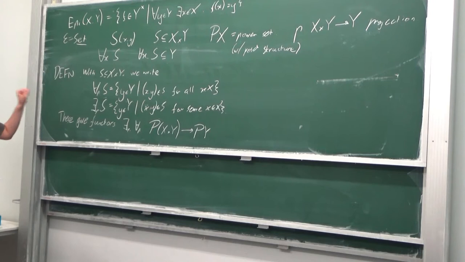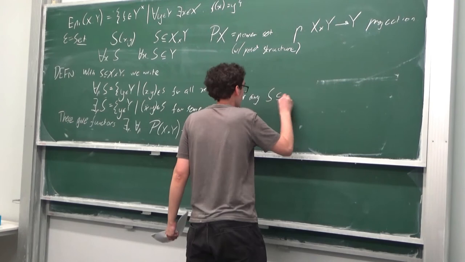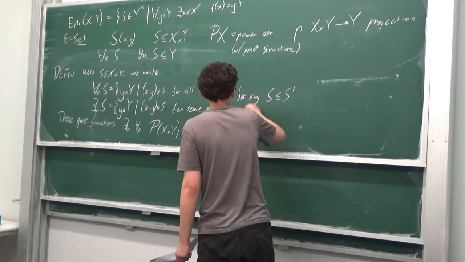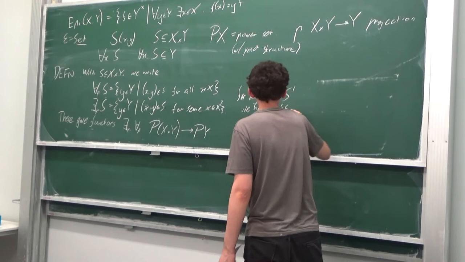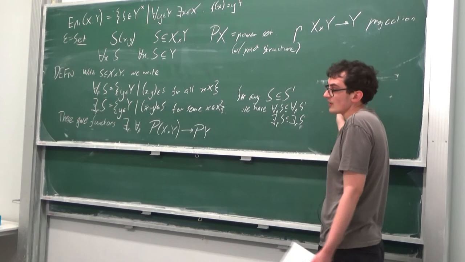But that cannot happen because for any S subset S prime, we have for all P S is a subset of for all P S prime, and exists P S is a subset of exists P S prime. So in other words, it preserves inclusions. So we're safe.